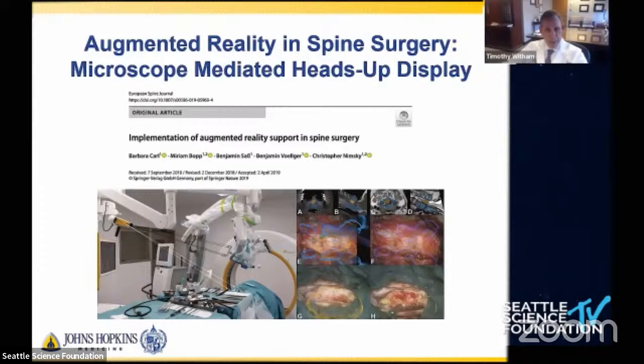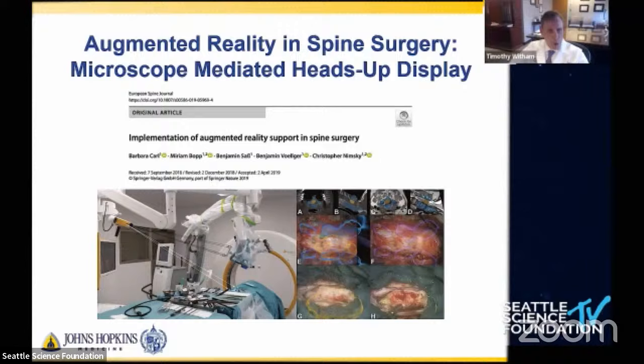This is Barbara Carl's group out of Germany. They use the intraoperative CT scan, and they can augment that or integrate that with preoperative MR imaging. This is the Brain Lab system, and they use these images that are generated and overlay those images on their view through an operating microscope. This does require a remote camera, as you can see there.